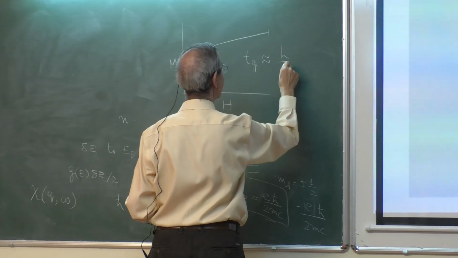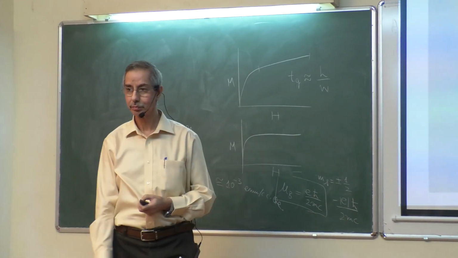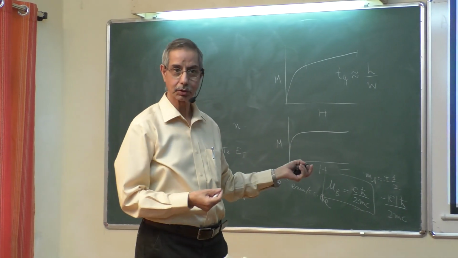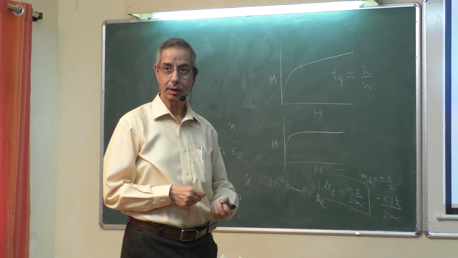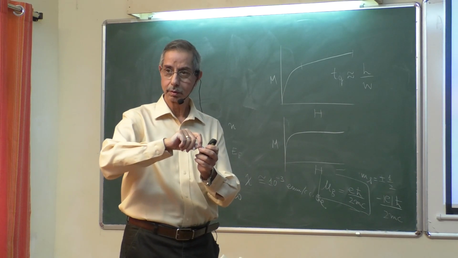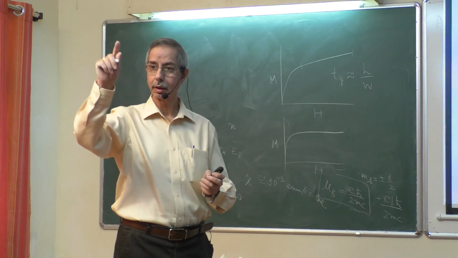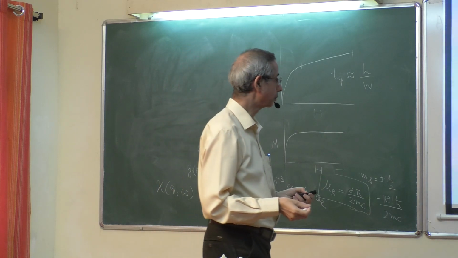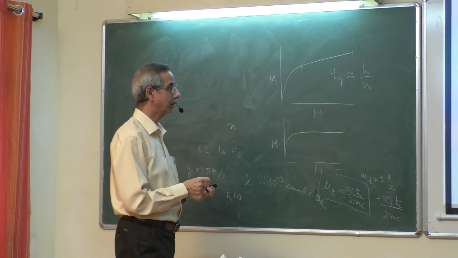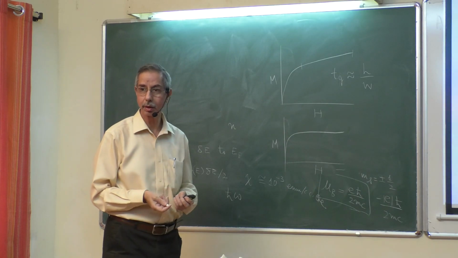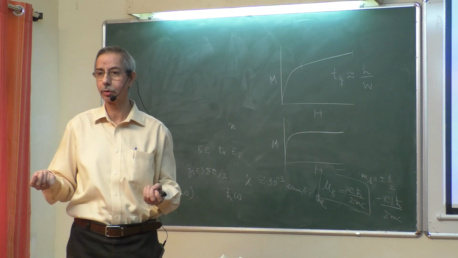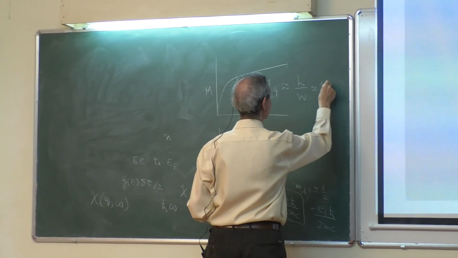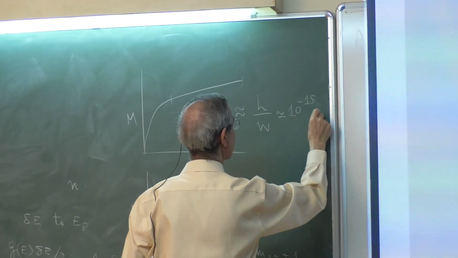It is of the order of h by W, where W is the bandwidth. That is nothing but the Heisenberg uncertainty, which tells you that the hopping time for a d electron is h, Planck's constant, divided by the width, the bandwidth. And if you take a typical bandwidth of the order of 2 electron volts, you will see that this time is of the order of 10 to the power minus 15 seconds.